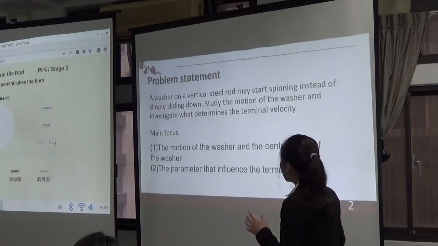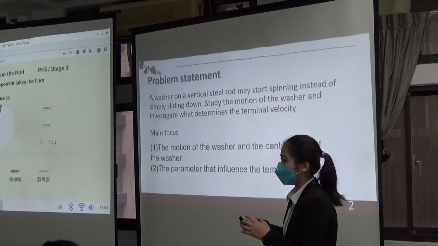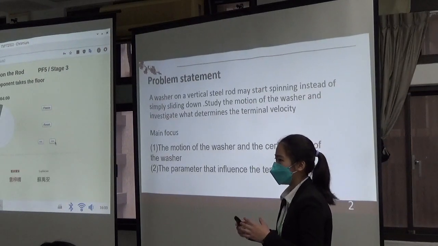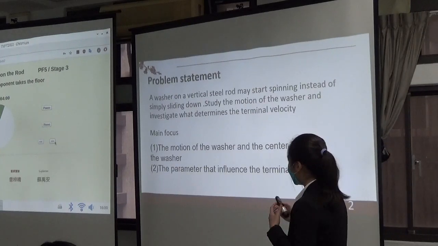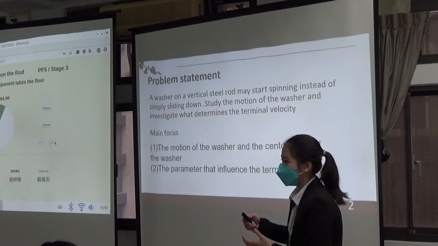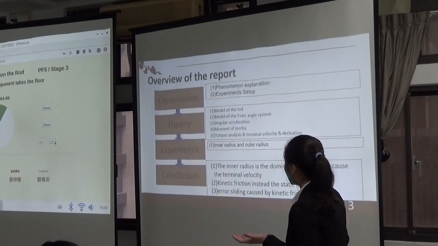Number 3, ring and rod. The problem statement says that a washer on a vertical steel rod may start spinning instead of simply sliding down. Study the motion of a washer and investigate what determines the terminal velocity. I think the main focus should be the motion of the washer and the center of mass of the washer. And the parameters that influence the terminal velocity are also important.